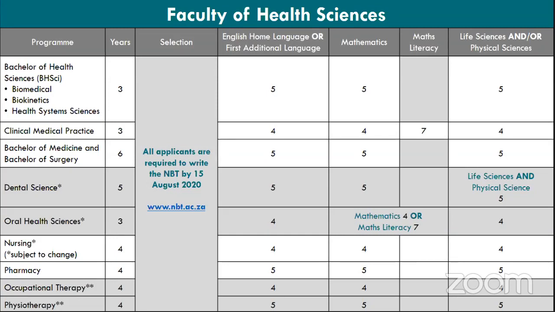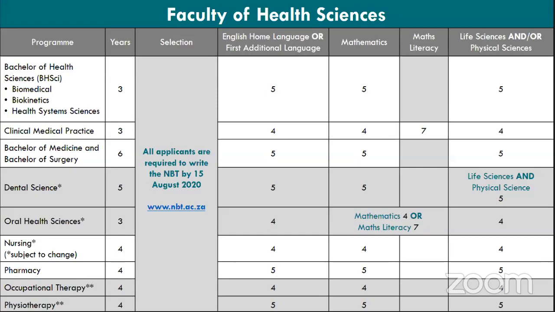It's a minimum of 3 years, maths, English, physics, and or life science at level 5. Clinical medical practice, you've got 3 years, English and maths at level 4, maths lit at level 7, life science and or physics at level 4. Medicine, note it's a 6-year qualification, maths, English, physics and or life science at level 5.